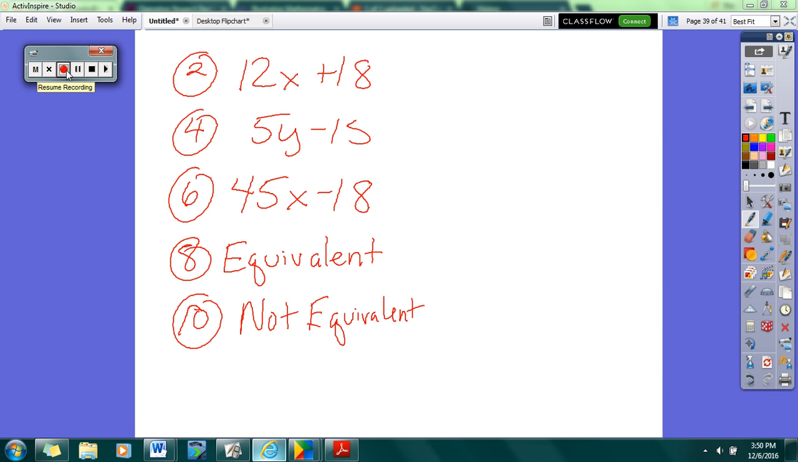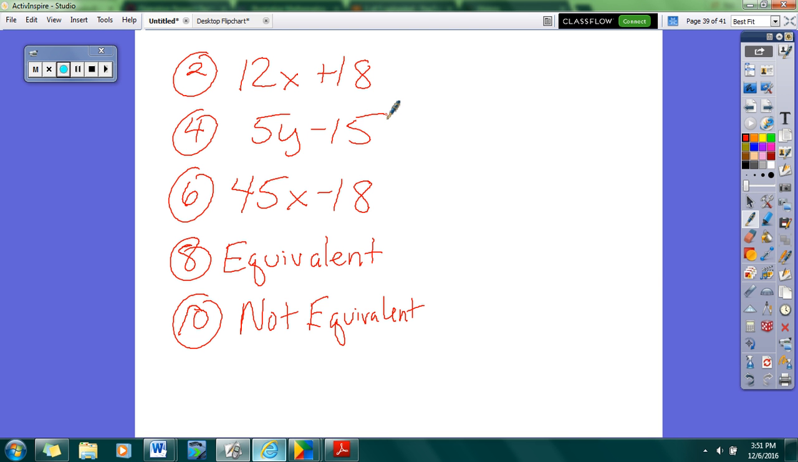Okay, here are the answers to 2, 4, 6, 8, and 10. Number 2 is 2x plus 18. Number 4 is 5y minus 15. 6 is going to be 45x minus 18. 8 is going to be equivalent, and 10 is going to be not equivalent.